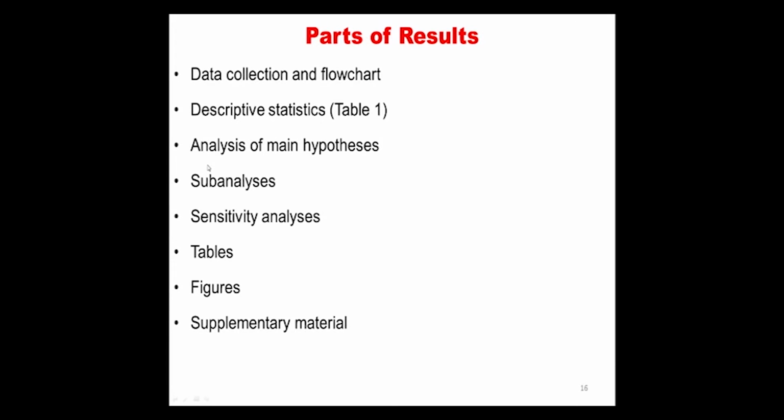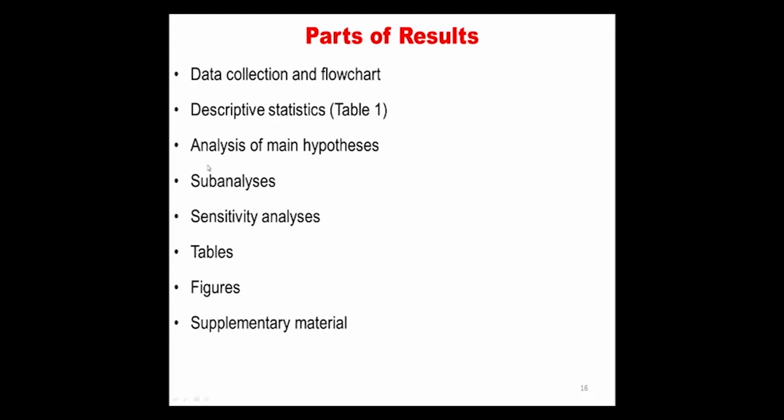Okay, let's move to the results. The first one you talk about is your data collection and your flow chart. Your flow chart describes how you got the sample that you got. If it's a clinical trial, it'll talk about how many people you screened to get in the trial, how many were evaluated at baseline, how many were randomized, how many actually did the intervention, how many actually were eventually analyzed.